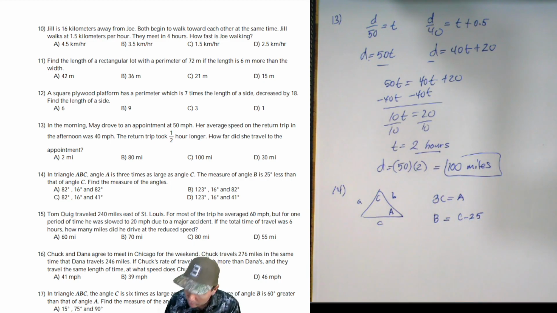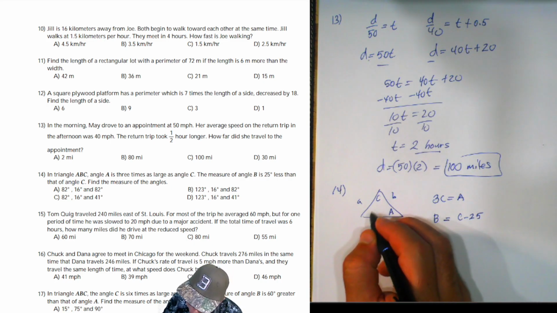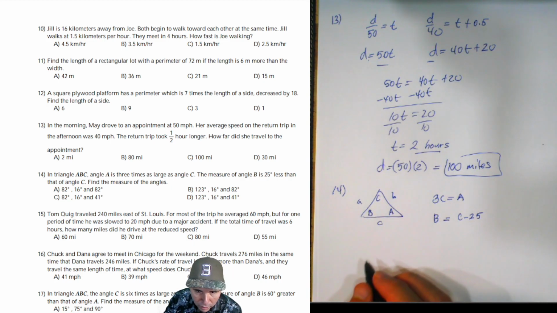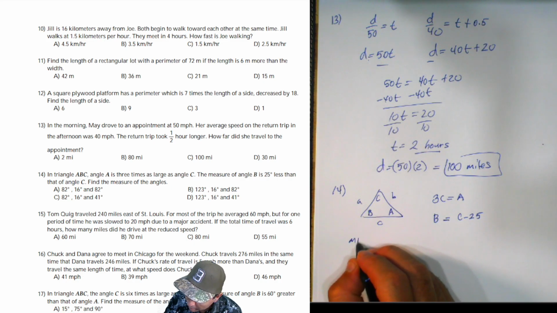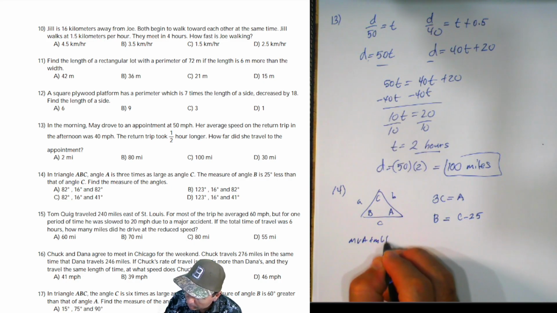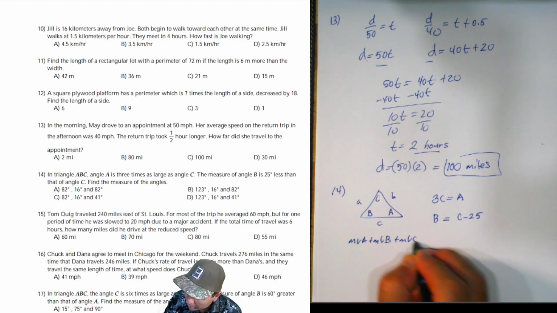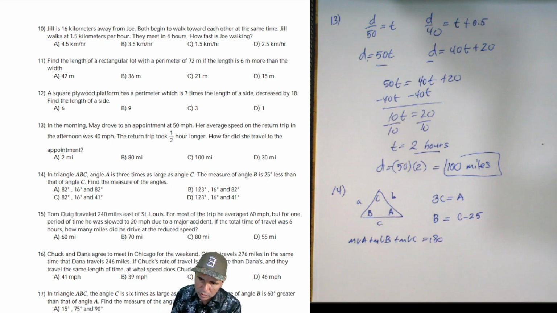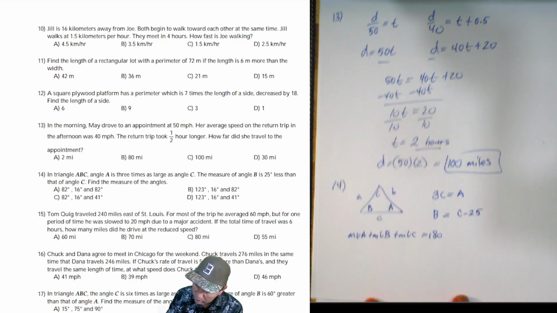Find the measure of the angle. There's something to be known here that is not told to you: the measure of angle A plus the measure of angle B plus the measure of angle C add up to 180. This is something you need to know for triangles. So what does that mean?